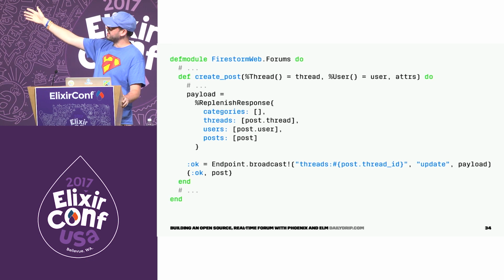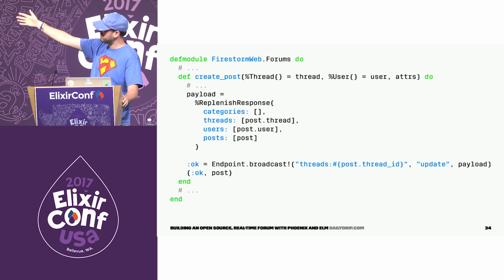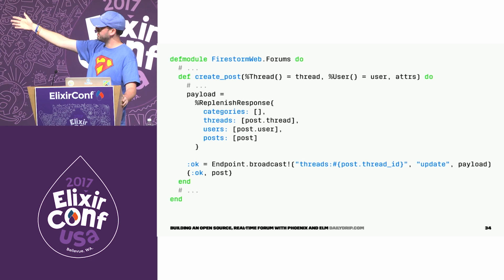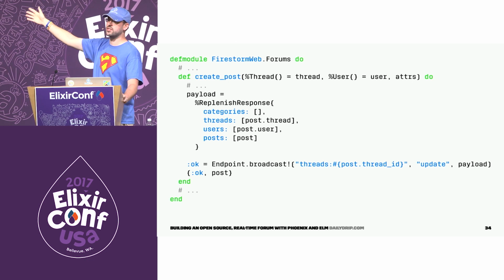So this is an example. When we create a post, we create this response type that all these things have, and we tell the front end about all the stuff we'd like it to update.